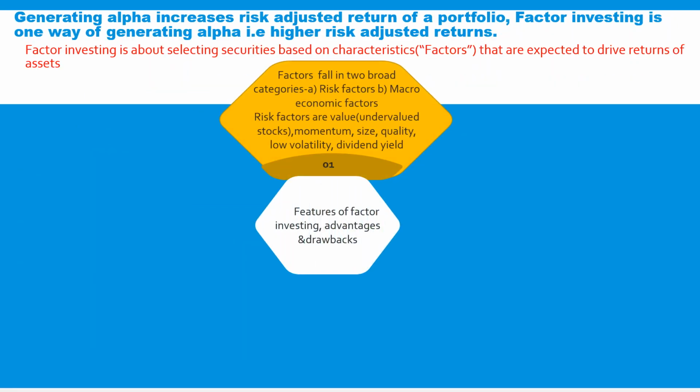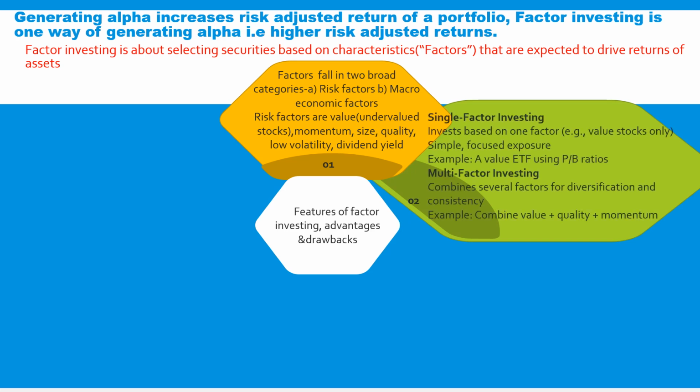Now, generating alpha increases the risk-adjusted return of a portfolio. Factor investing is one way of generating alpha, that is, higher risk-adjusted returns. Factor investing is about selecting securities based on characteristics that are expected to drive returns on assets. Factors fall in two broad categories: risk factors and macroeconomic factors. Risk factors are value, that is, undervalued stocks, momentum, size, quality, low volatility, and dividend yield.